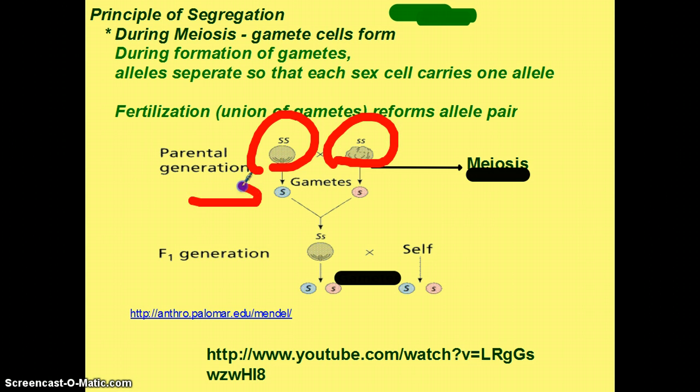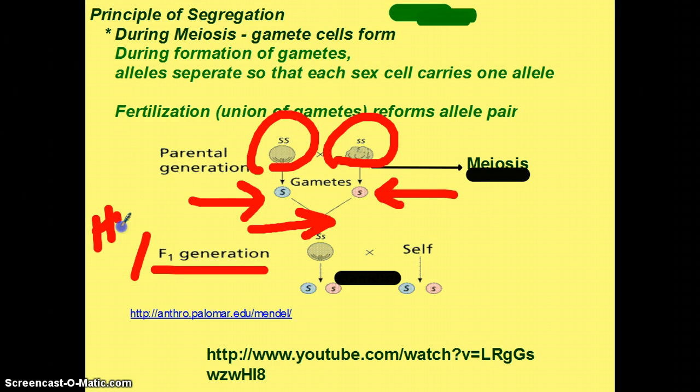Mom is going to produce a gamete no matter what with a capital S, because that's all she has to give. Dad is going to produce a gamete with a little s, because that's all he has to give. If I take those two gametes, and fertilization occurs, which is right here, we end up with my F1 generation. What else can we call that? A hybrid, good. And we know my hybrid is always going to be heterozygous, correct? And here's the heterozygous hybrid.